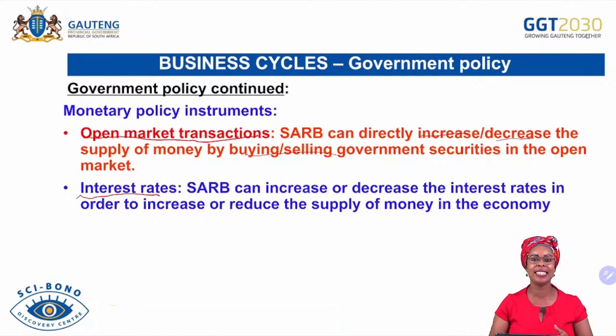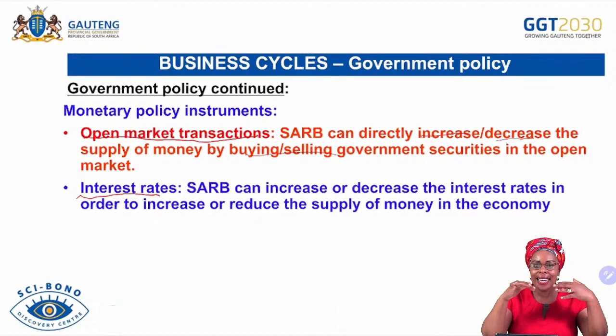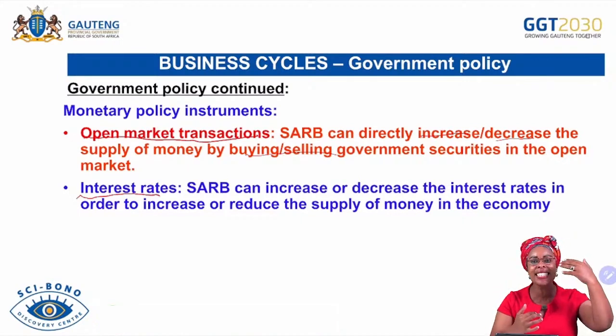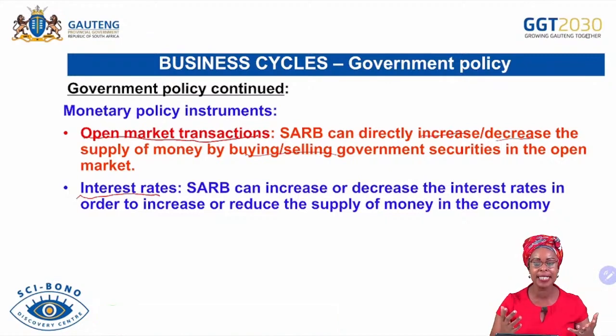Let's move to interest rate. With interest rate, the Reserve Bank can decrease it during the downswing phase or increase it during the upswing phase. So this will be done in order to control the money supply.